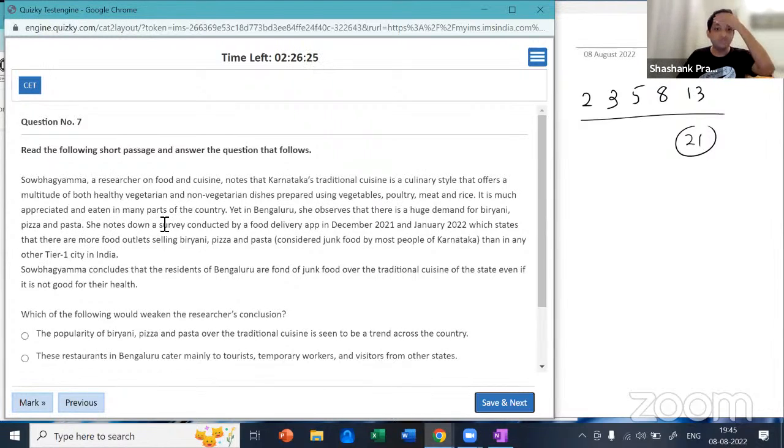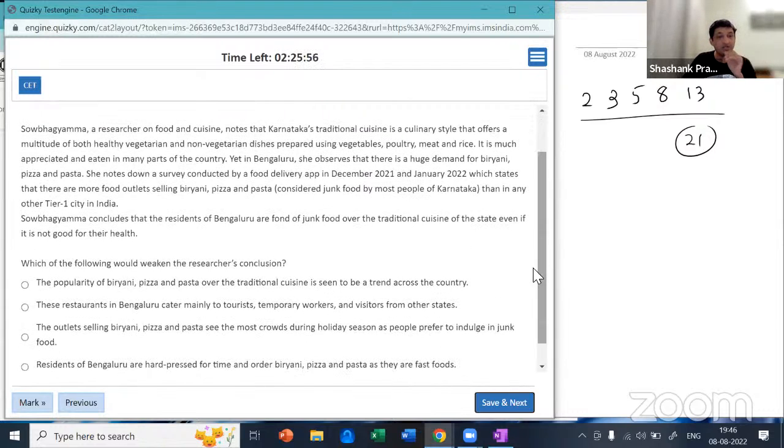Yet in Bengaluru, she observes that there is a huge demand for biryani, pizza and pasta. Okay, Bengaluru, Karnataka, Bengaluru. Understood? She notes down a survey conducted by the food delivery app in 2021 and 22 Jan, which states that there are more food outlets selling biryani, pizza, pasta, considered junk food, than in any other tier 1 city in India. Concludes that the residents of Bengaluru are fond of junk food over the traditional cuisine of the state, even if it is not good for them. So we have to weaken the researcher's conclusion.